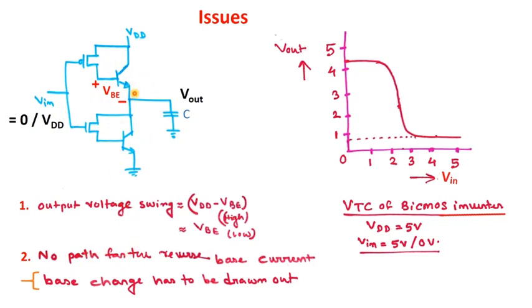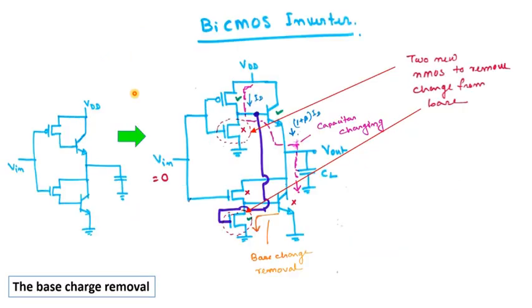So what can be done to solve this? The solution is quite easy. So this was the BiCMOS inverter circuit that we have discussed so far. But in that circuit, what we have done is we have added two NMOS transistors. You can see one transistor here, another transistor here, in this fashion. Just the addition of these two transistors will solve that problem. Let's see how.